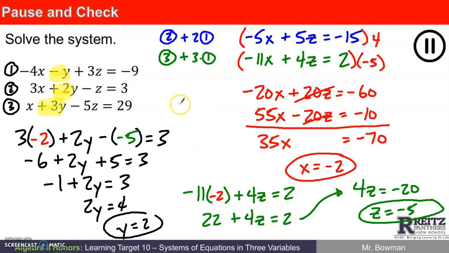And there's my ordered triple. I've got negative 2 for x, 2 for y, and negative 5 for z.